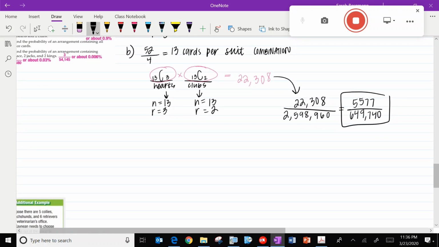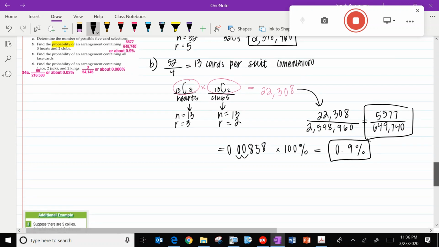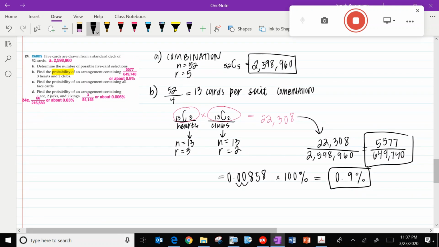The other way is as a percent. So if you just divide this out, you'll get a decimal. So this is equal to 0.00858. To change that to a percent, you multiply by 100%, which means you just move the decimal over 2 points. So it's equal to about 0.9%. So the probability of choosing 3 hearts and 2 clubs with your 5 cards is 0.9%.